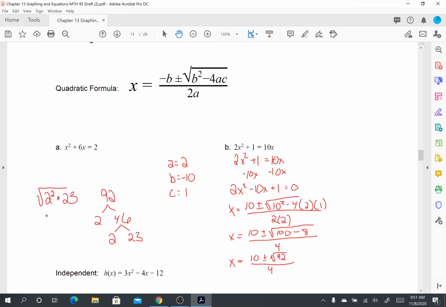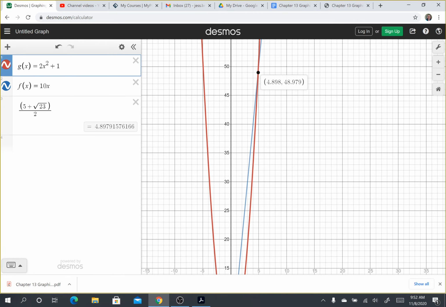and so we can bring that 2 on out, and we'd have 2 square root of 23. Bringing it on up here, we would have x equals 10 plus or minus 2 square root of 23 over 4. We can divide the numerator and denominator by 2. So that would make this 5 plus or minus the square root of 23 over 2. And I think that's what we got last time. Yep, that is what we got last time.